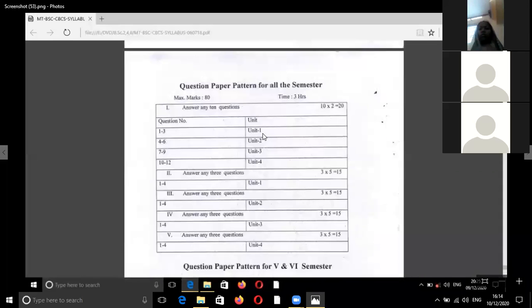Don't bother about the fifth and sixth. Here you concentrate only on the first semester. This is the pattern of the question paper.